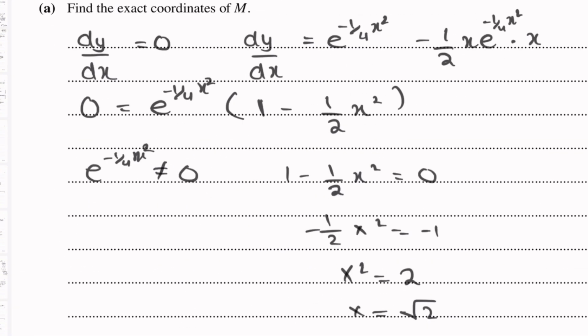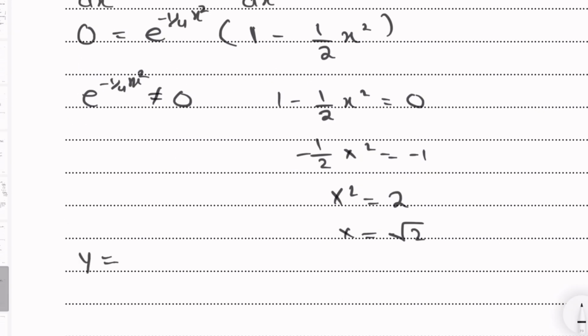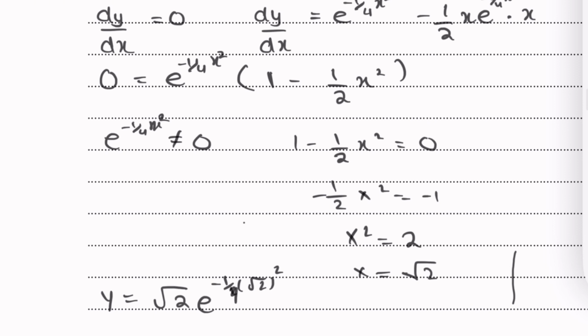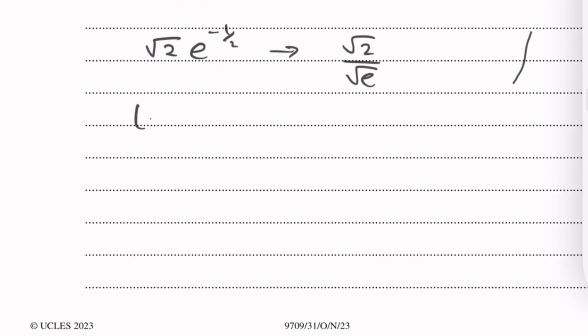Okay, now he wants the coordinates, not just the x value, so you're going to have to use the equation of the function to find the value of y. y will equal root 2 e to the power of negative 1 over 4 times root 2 squared. Okay, so it's going to be root 2 times e to the power of negative 1 over 4 times that whole thing squared, and that's equal to root 2 times e to the power of negative half, which is like saying root 2 over root e. And so the solution is going to be root 2 and root 2 e to the power of negative half. Okay, now that's a.